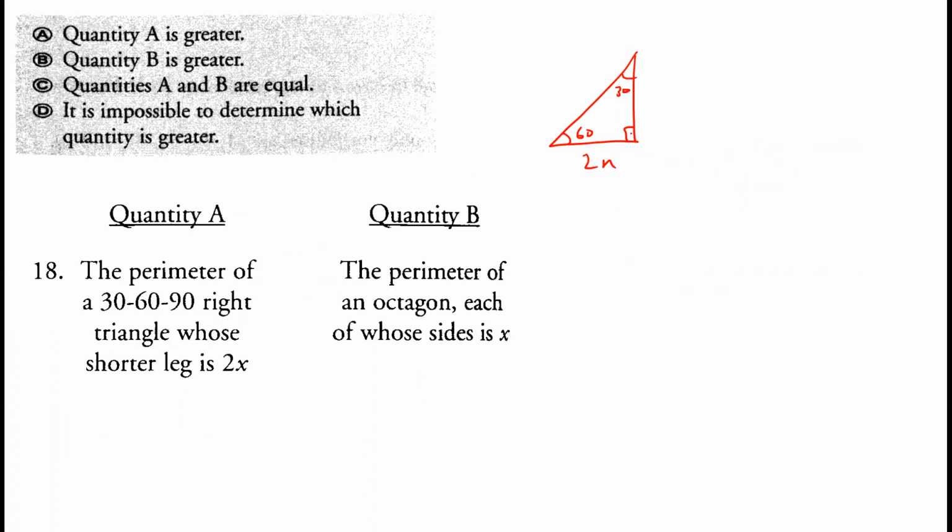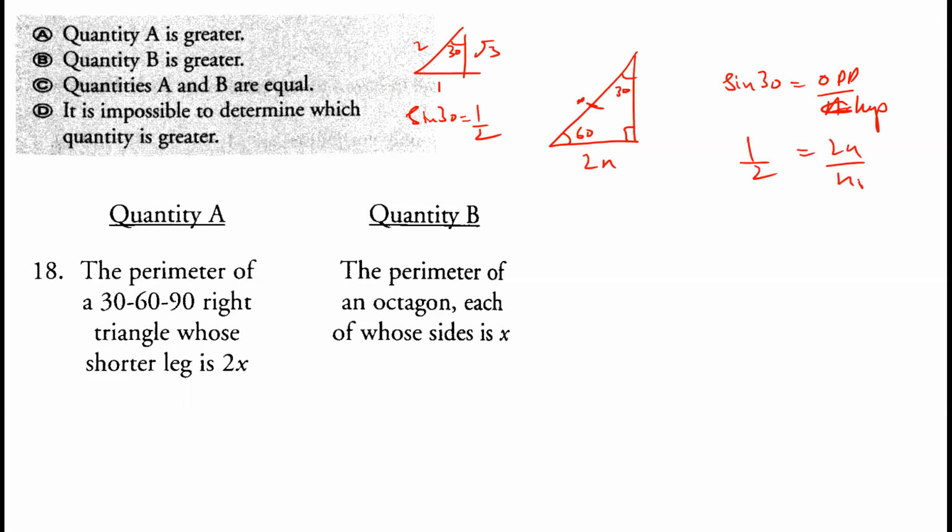If this is 2x, then sine 30 equals opposite upon hypotenuse. So this is your hypotenuse. This side is hypotenuse. So sine 30 is, as we know, if this is 1, this is 2, and this is under root 3. So sine 30 is 1 over 2. You need to memorize this. So 1 over 2 equals opposite is 2x, over hypotenuse.